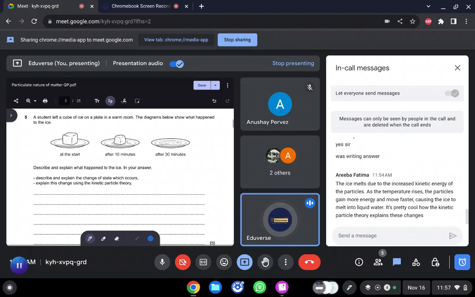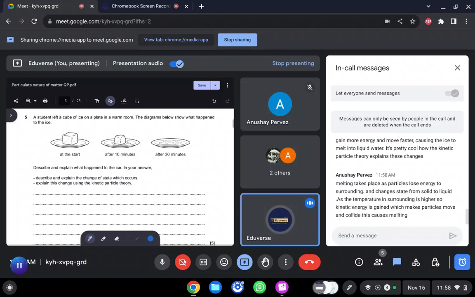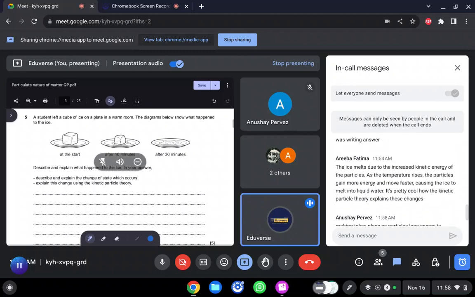As per Ariba's response, she said that ice melts. Okay, 1 mark awarded. Then due to increase in temperature, kinetic energy of particles increases. As the temperature rises, the particles gain more energy, good, and move faster, causing the ice to melt. It's pretty cool how the kinetic particle theory explains these changes.